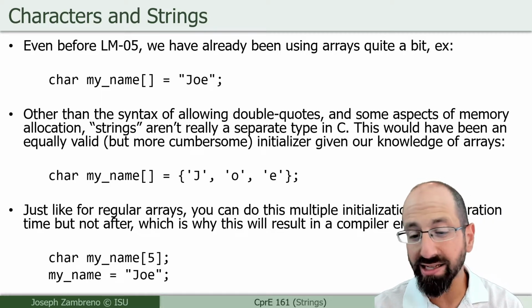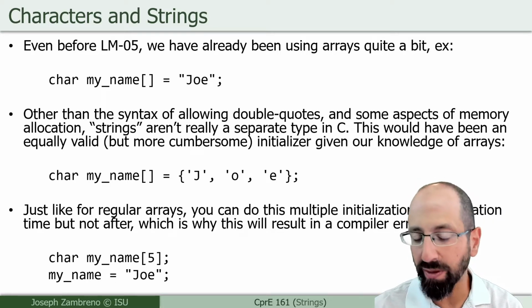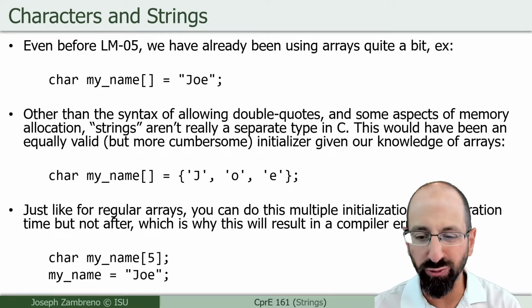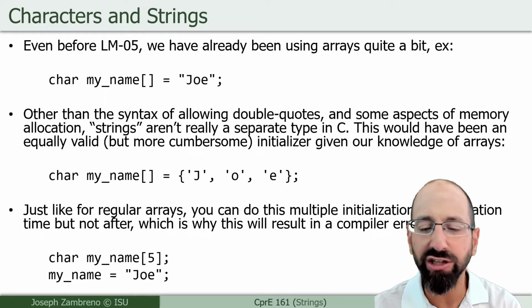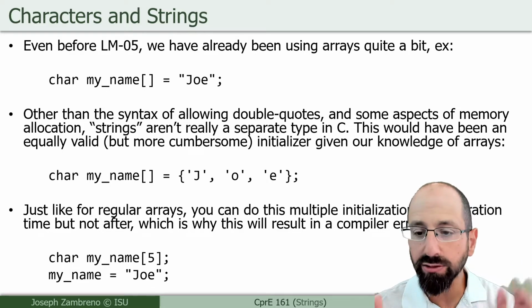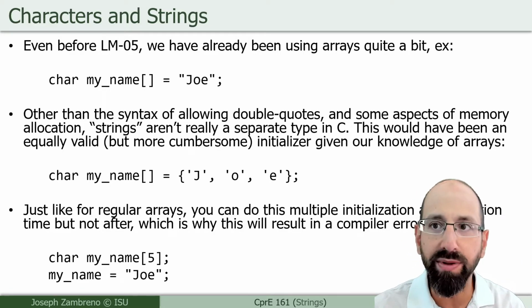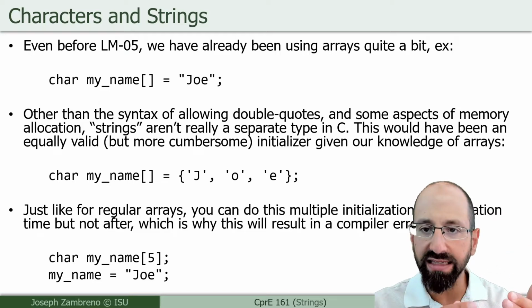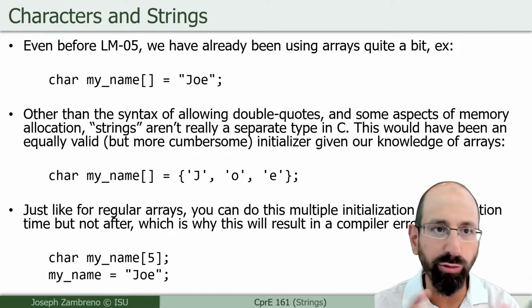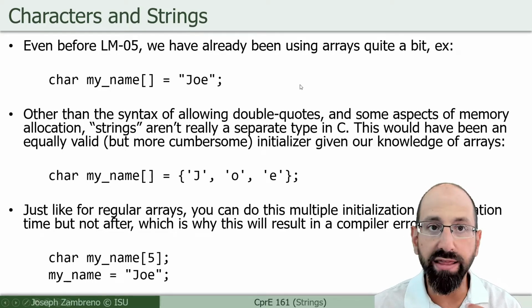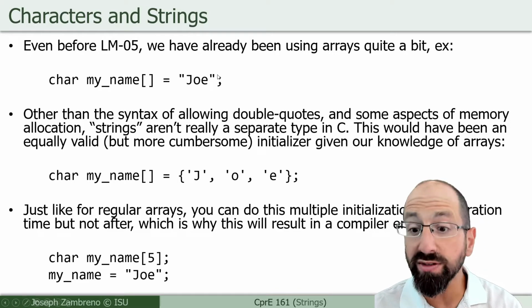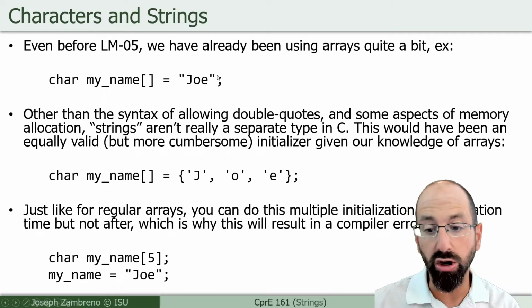Other than this syntax where we're using double quotes to specify that it's a string versus an array of any other type in C, and there's a little bit of a memory allocation difference as well, strings, quote unquote, aren't really a separate type in C. The second example of a declaration would have been an equally valid, arguably more cumbersome initializer given what we already know about arrays. Again, this initializer is using the double quote syntax to initialize it all at once.